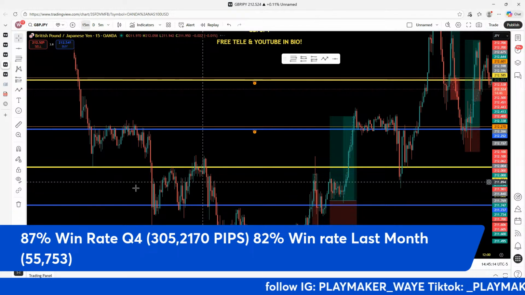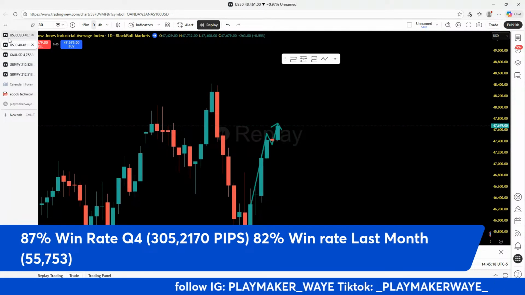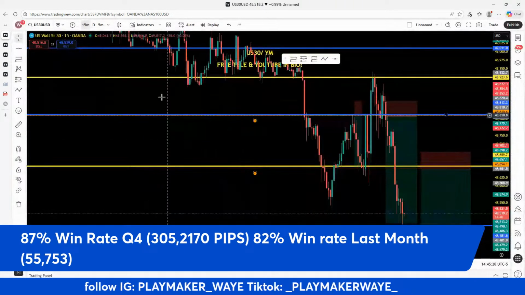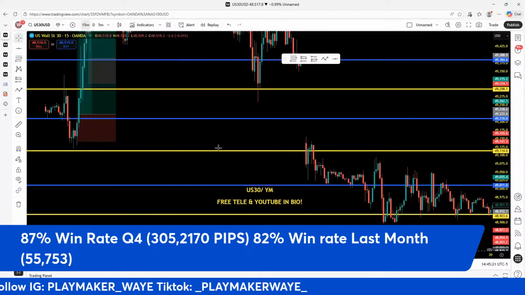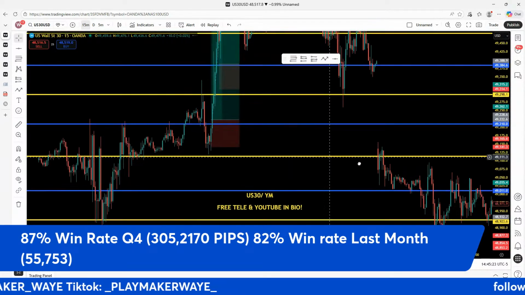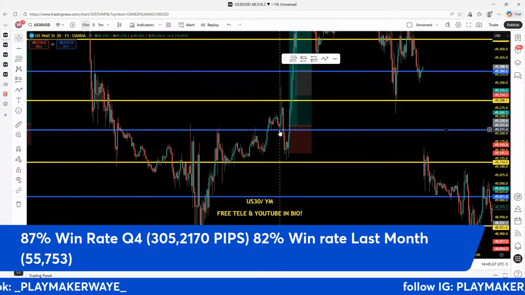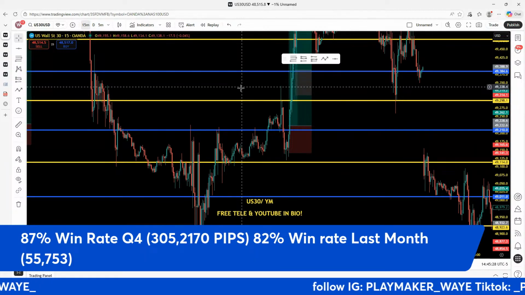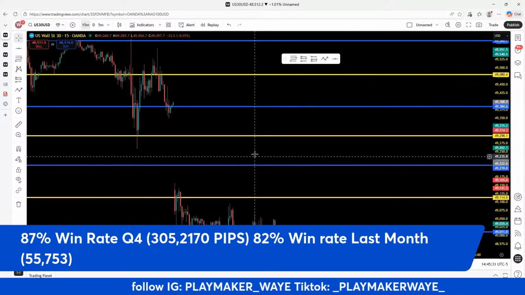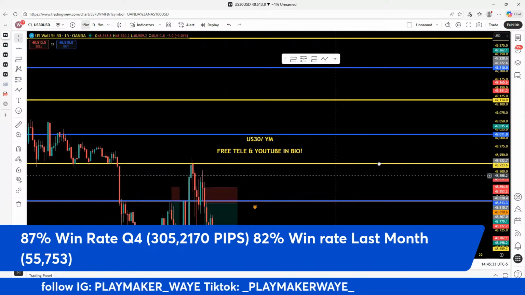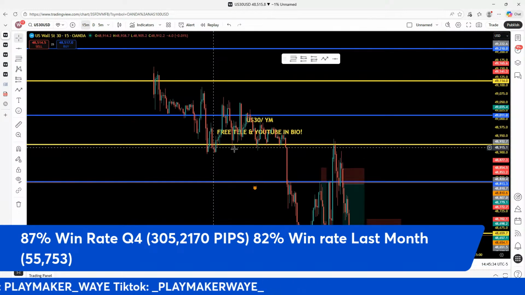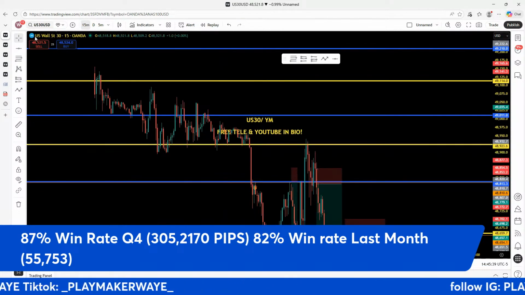So let me see if I can find a good example, because we had a lot of retracements take place. Let's go to the US 30 buys we took previously, right? For price to go up, we need to break resistance levels and turn them into support levels. And it's the exact opposite for price to go down. For price to go down, we need to break support levels and turn them into resistance, right?